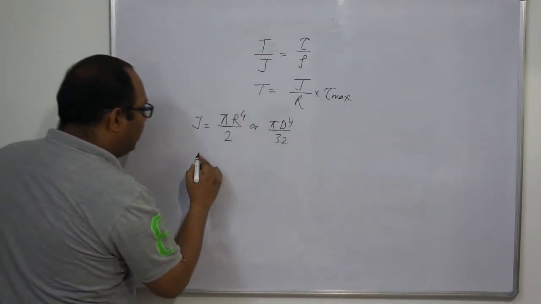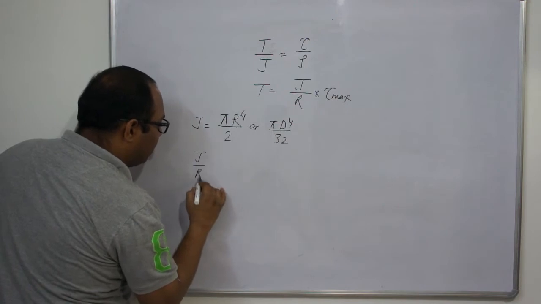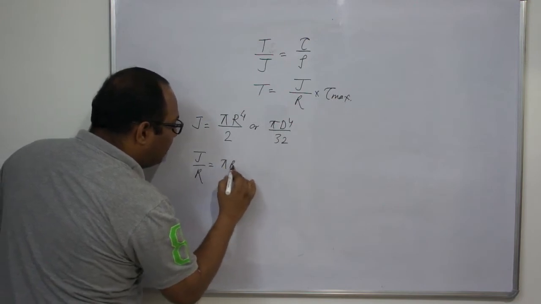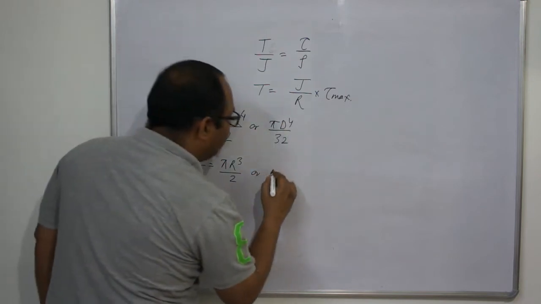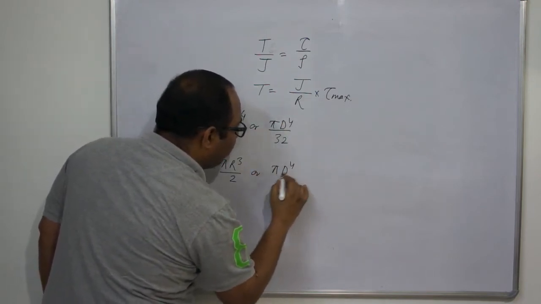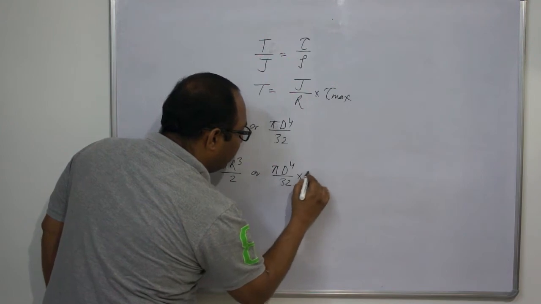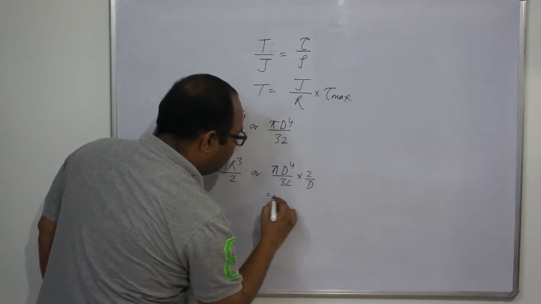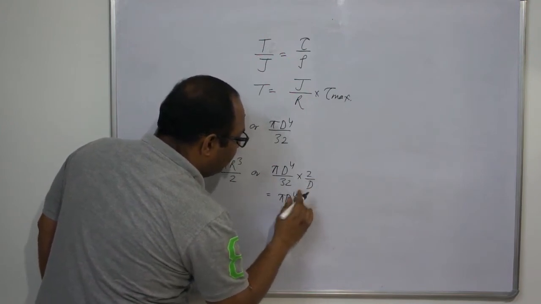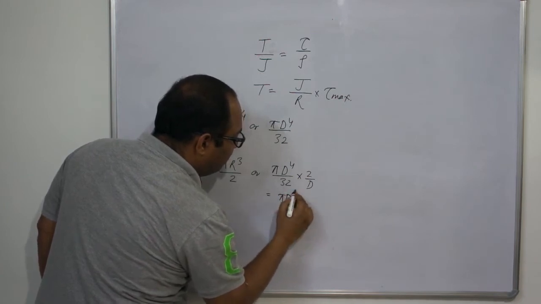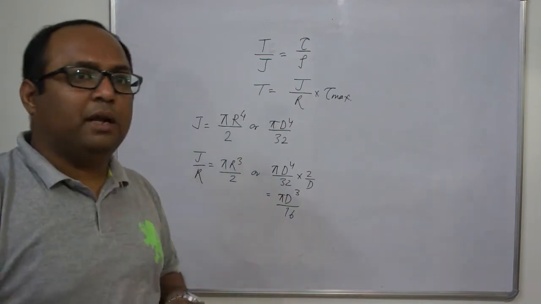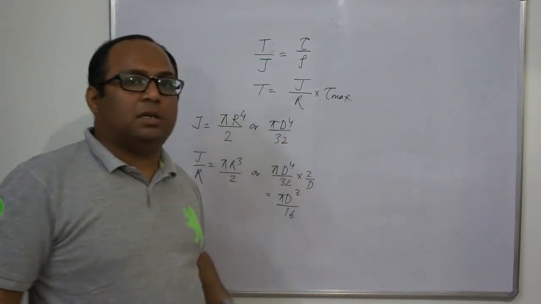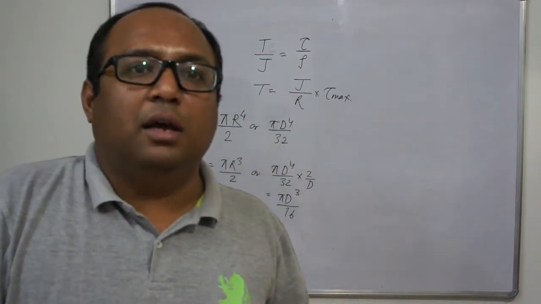If you use r, J by r can be written as pi r cube divided by 2. If you write in terms of diameter, it will be pi d raised to the power 4 upon 32 multiplied by 2 by d, and this value will be equal to pi d raised to the power 3 upon 16. So this is what I am trying to tell you. The maximum stress which the material can sustain is the property.